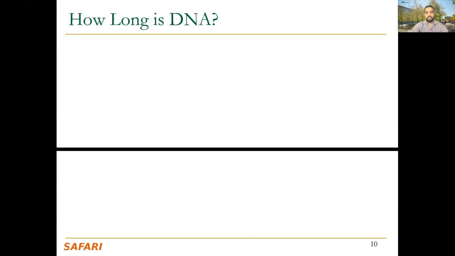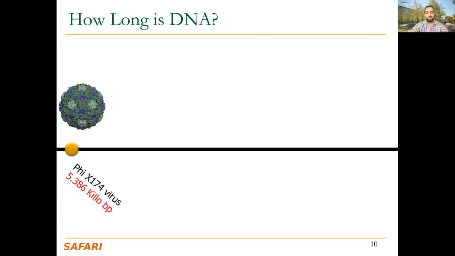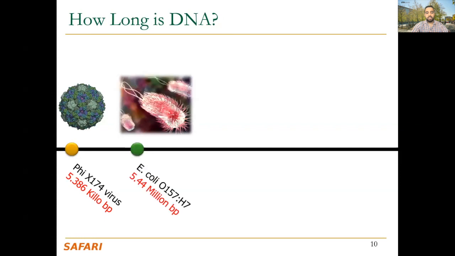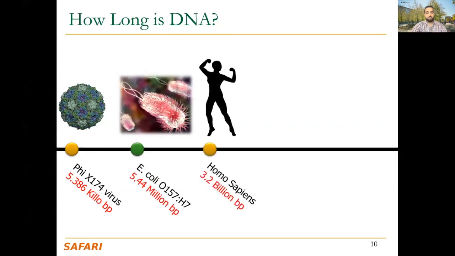Now, how long is DNA normally? For viruses it is around a few thousand characters. For bacteria, something around a million. For humans it is billions, so 3.2 billion characters. Of course, it is more or less depending on the population.